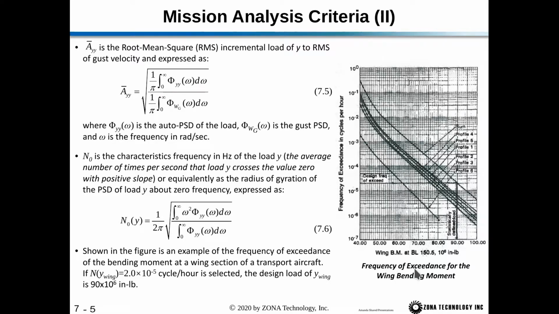This figure here is an example of the frequency of exceedance of the bending moment at a wing section of a transport aircraft. Now if we take N of y wing to be 2 times 10 to the minus 5 cycles per hour, so that's right here, then the design load of y wing is 90 times 10 to the 6 inch-pounds. So we can see this curve here is the sum, so we drop down here, and this gives us our 90 times 10 to the 6.